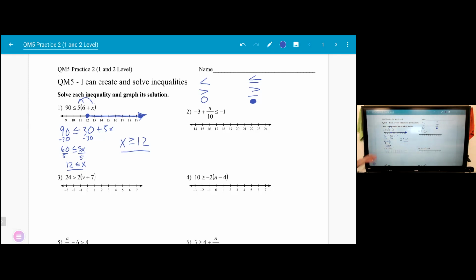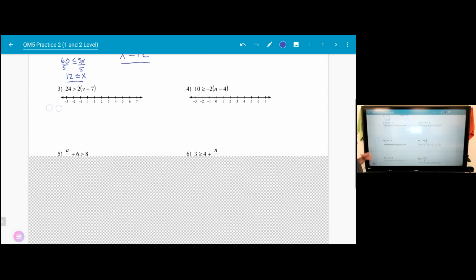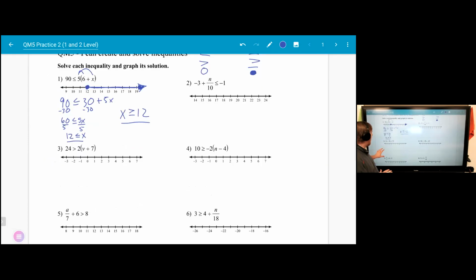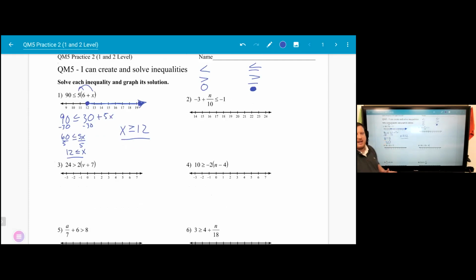Now, let's look at another example here. I have 24 is greater than 2 times v plus 7. Now I know whatever value that I get is going to have an open circle because it's just greater than, not greater than or equal to. That means whatever value we end up with can get super close to that number, but will never equal that number. Okay, so let's take a look. I'm going to do something a little bit different this time with number 3.